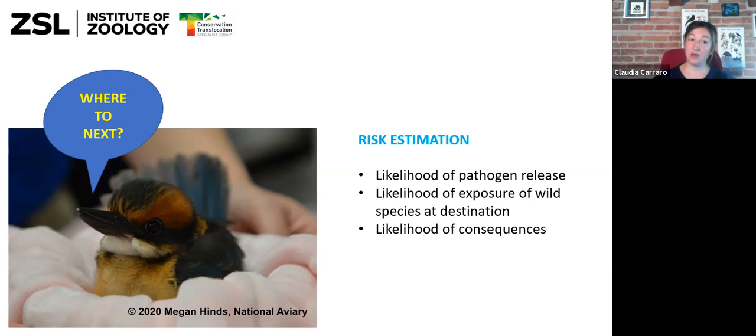Quantifying these risks will allow us to decide if it is acceptable or not to introduce Sihek to Palmyra from a disease risk perspective, and we aim at doing so in the next couple of months.